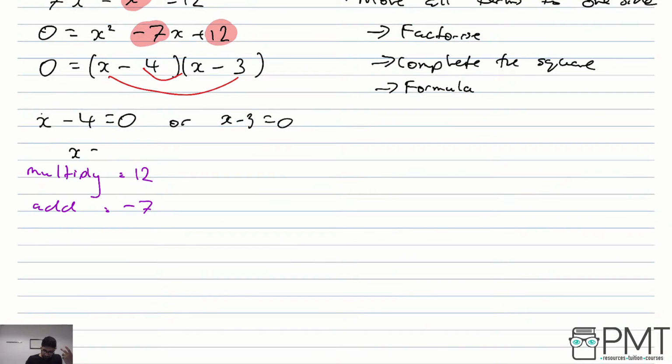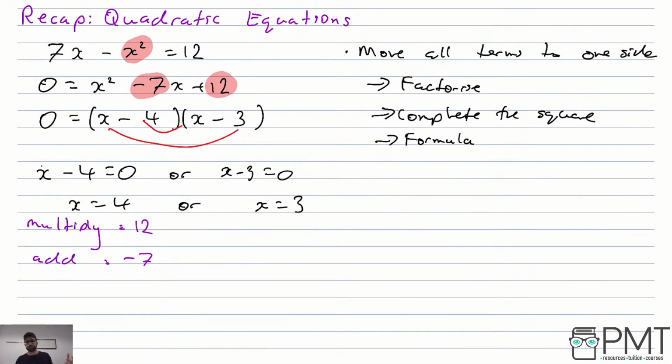So x is equal to 4 or x equals 3. So that's the answer. That's solving a quadratic equation. This is not a simultaneous one. This is just a quadratic on its own. But that's how we solve them. And when we have simultaneous equations, we'll still need to solve quadratics.